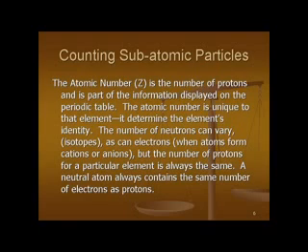A neutral atom always contains the same number of electrons as protons. But all atoms of carbon, regardless of the isotope, have 6 protons. All atoms of hydrogen, regardless of the isotope, have 1 proton. So the number of protons is unique to that atom. The number of neutrons and number of electrons can vary depending on whether it's a different isotope of the same atom or whether the element has formed an ion.